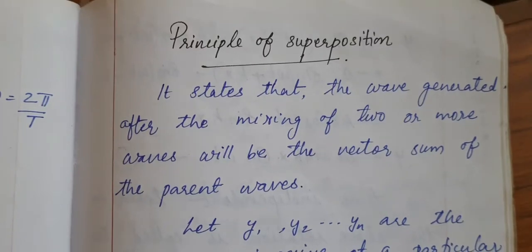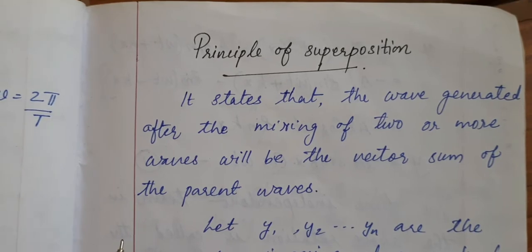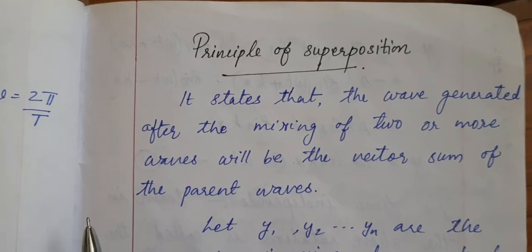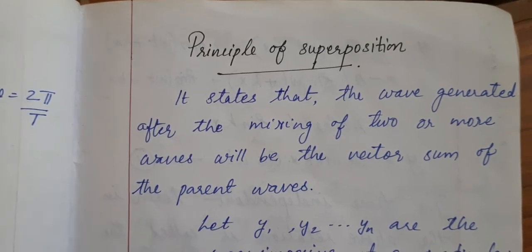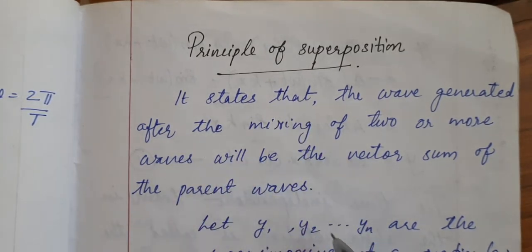Good afternoon, everybody. This is about the superposition principle of waves. It is about the mixing of two or more waves, like at a single point if more than one wave acts, how the resultant wave is formed. That's about the principle of superposition.